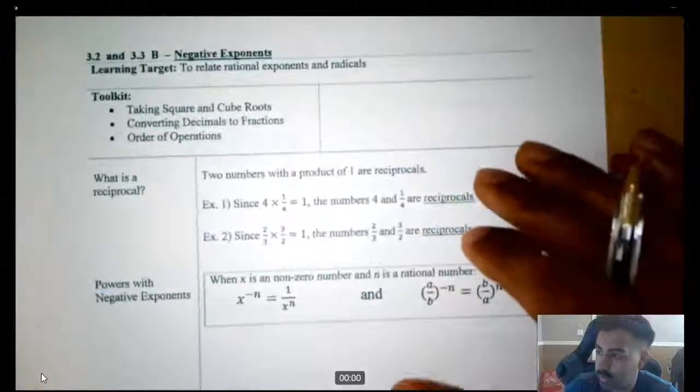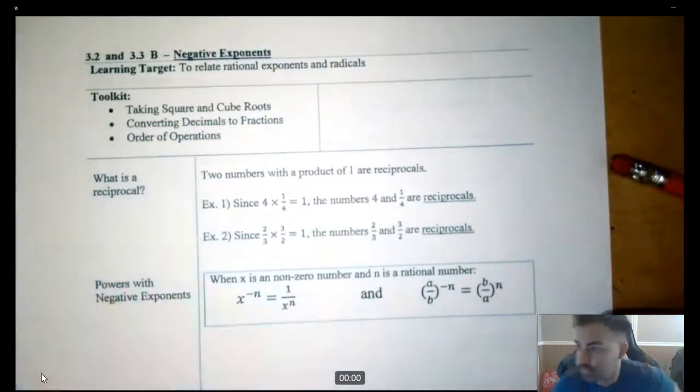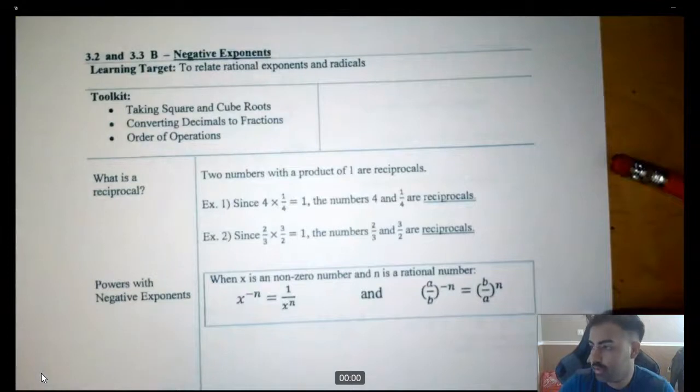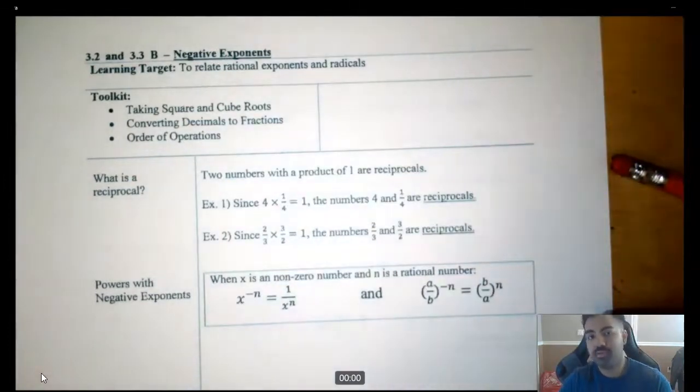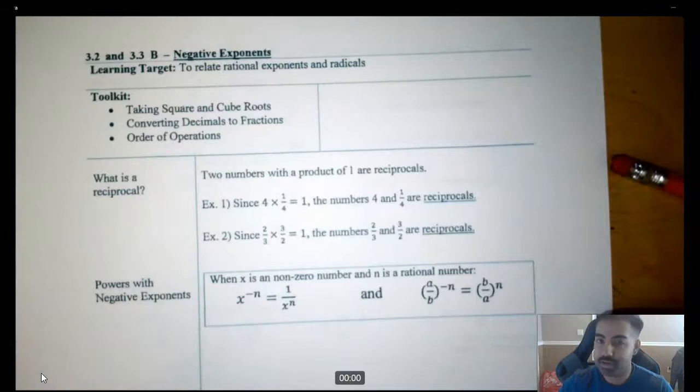Okay, so part B of this section, 3.2 and 3.3b, negative exponents to relate rational exponents and radicals. In this section we're just going to talk about reciprocals, the idea of flipping. So something like 5: the reciprocal of 5 is 1 over 5. And why is that? It's because when you multiply 1 over 5 and 5, you'll get 1. So whenever you multiply two numbers and the product is 1, they're going to be reciprocals, right?